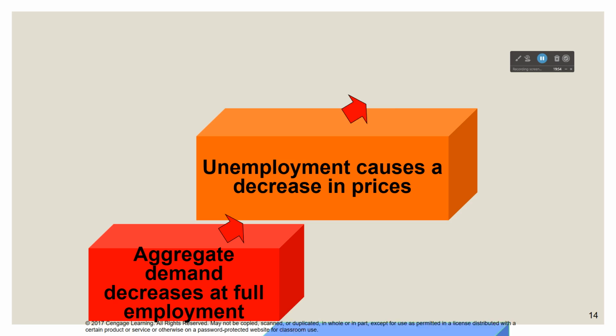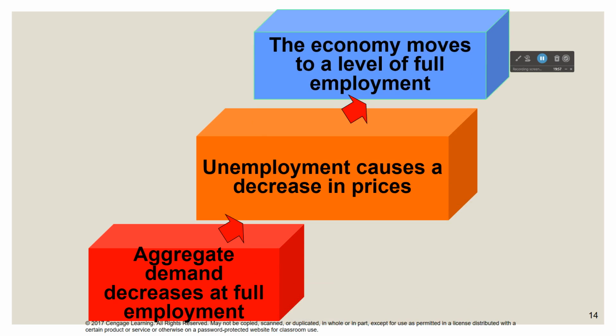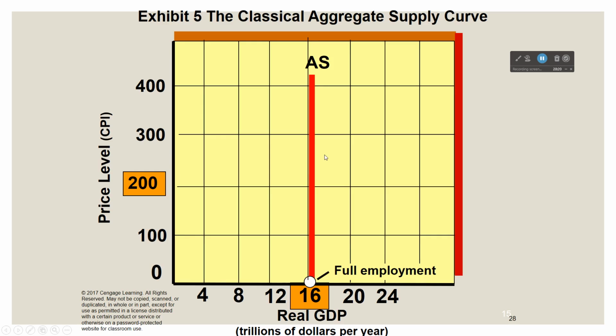This unemployment causes the economy to move to a level of full employment because these unemployed workers want to get back in the workforce and they will negotiate lower wages. So wages will drop along with demand, and in the end, the economy will return to full output, and this should not take very long.